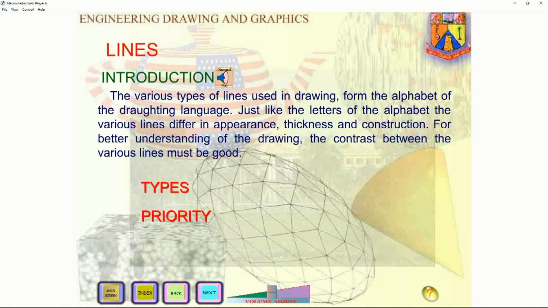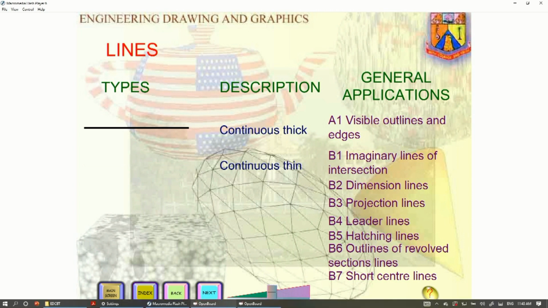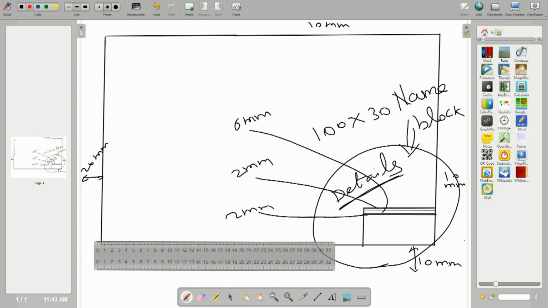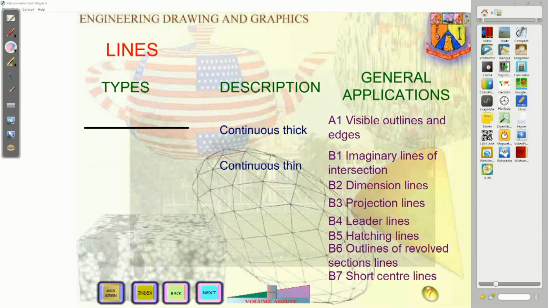That is why we classify the lines differently. How do they differ? By the appearance, by thickness and the way of construction. Try to look at these types of lines. Try to see the first one. Let me go back and come again. Otherwise I have to erase this and go back. I change the colors. These lines, try to see what I have shown here.